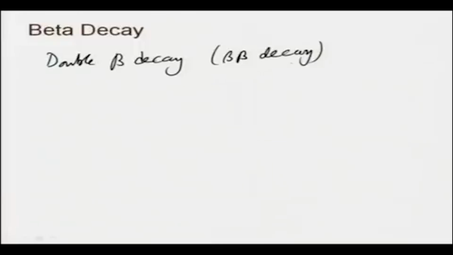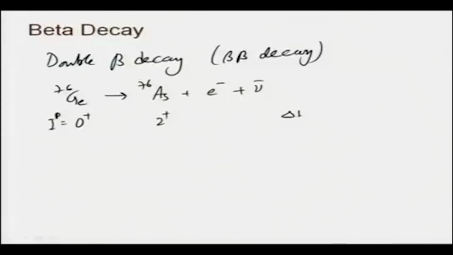Okay. Let us take another example, say germanium 76. It has I P equal to 0 plus, goes to arsenic 76, let us say, through a beta decay. That is a possibility. Possibility meaning that if we consider the single beta decay of germanium, then this is what will happen. 2 plus is the I P value of arsenic. So, delta I is equal to 2, no change in parity. Okay.